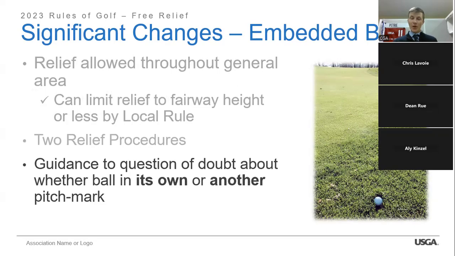And it's important that we know that ball's in its own pitch mark rather than another pitch mark. If we have reasonable belief, that's enough. We don't have to have known or virtual certainty. In this case, it's just reasonable belief that that ball's in that pitch mark.